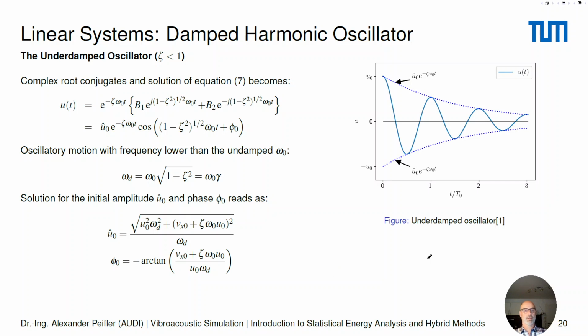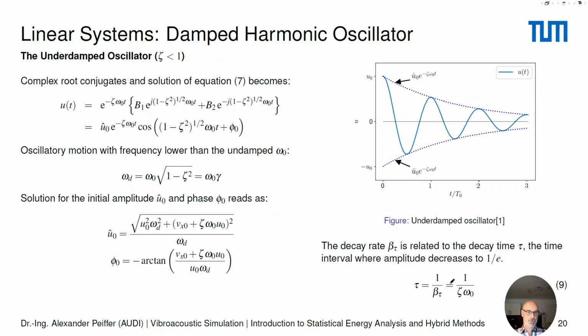Let's have a look at an example solution. This would look exactly like this. So we have the starting displacement, the oscillator oscillates here, and the decay of the amplitude is given by the first term in the equation, represented by the dotted line. So that's a good example for the underdamped oscillator.